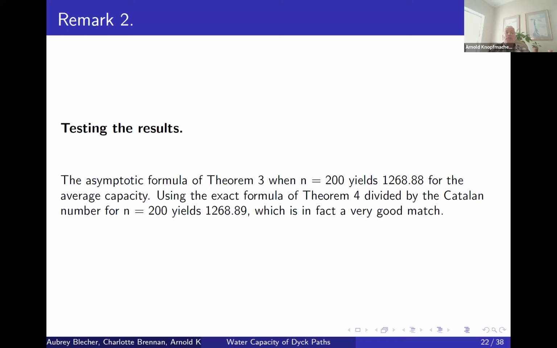And on the other hand, we can go back to the exact formula, which had the divisor function, work that out exactly, again with Mathematica, and what pops out is 1268.89. And this is indeed a very good match. Usually, if your asymptotic and your exact formula are out by a small amount, like even 1 or 2, you would consider that to be good enough. So in this case, it was highly accurate, which is very reassuring.